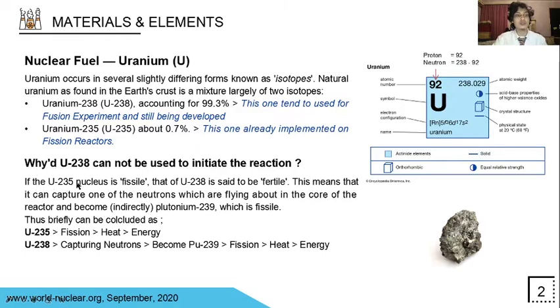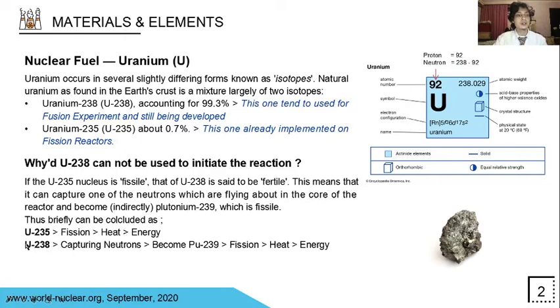If uranium-235 is fissile, then uranium-238 is said to be fertile. The difference is that fissile means the ability to trigger the fission reaction, and fertile is the opposite of fissile, which cannot be used to trigger the fission reaction. This means it can capture one of the neutrons flying about in the core of the reactor and indirectly become plutonium-239, which is fissile. Briefly, we can conclude that uranium-235 is fissile, so it can trigger the fission reaction and make heat, and we convert heat into energy.